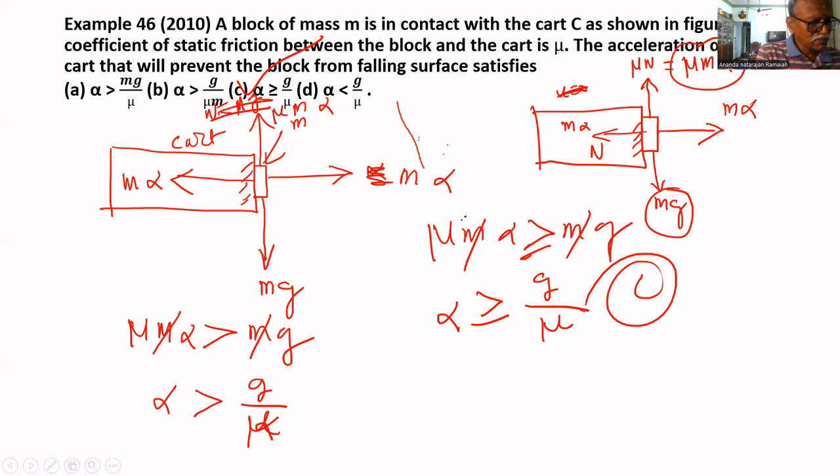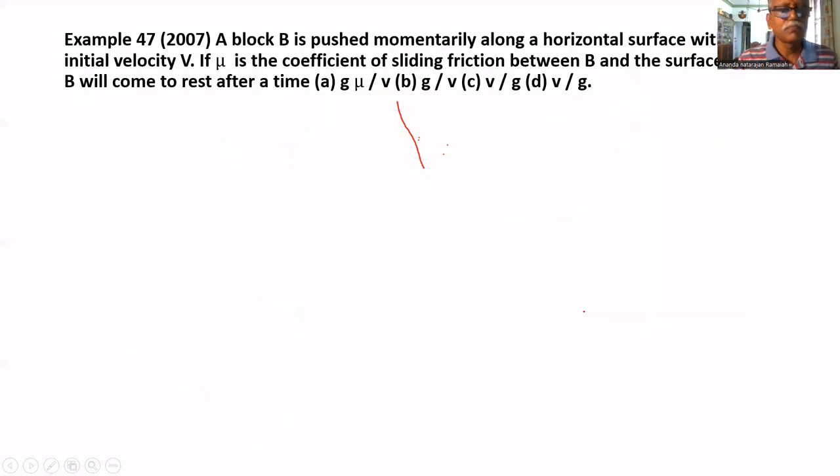Shall I move to the next sum? Yes. One more sum, 47. In this chapter there are totally 81, 83, 85 sums, so halfway we came. 47, shall I stop here? Almost 7. We'll see 47 tomorrow.